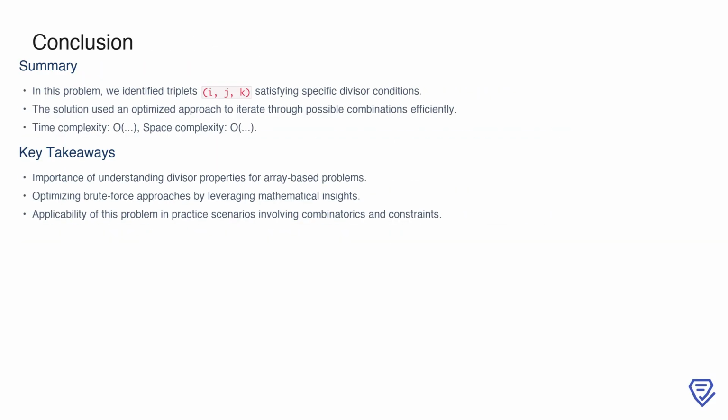Thanks for following along. To summarize, we explored how to solve LeetCode problem number 2198 using an optimized approach to count specific triplets. We discussed important concepts like divisor properties and efficient iteration.